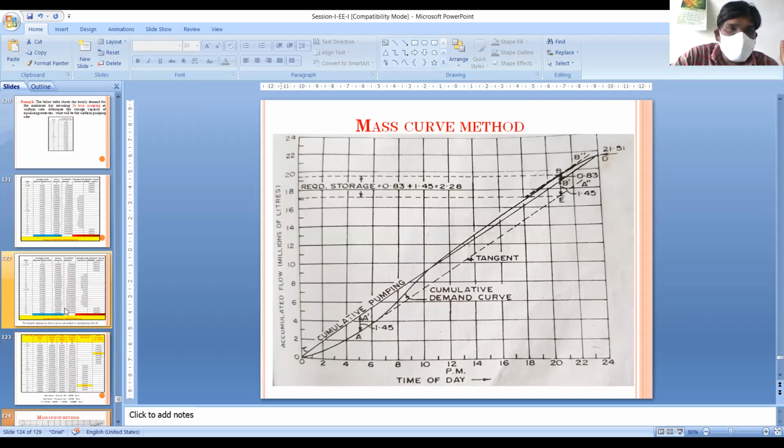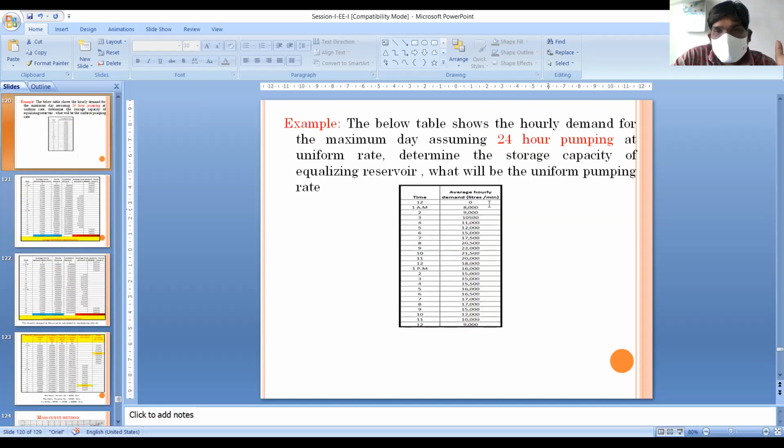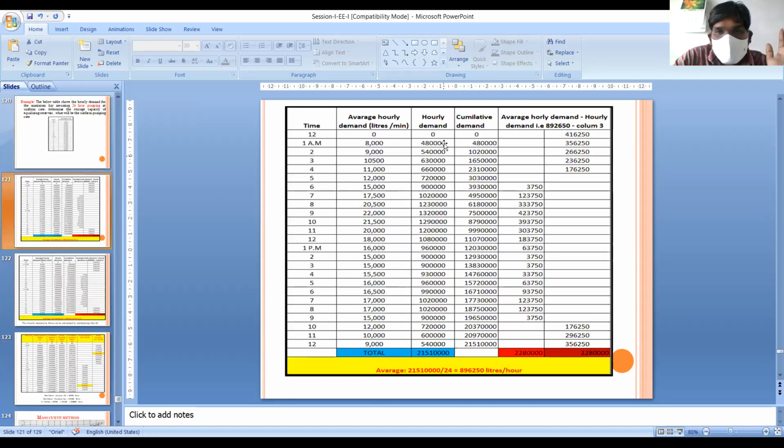Again, one more time. See here, this is the data you got. After that, we must find the hourly demand. It is in liters, and you just divide it by 60. We got this hourly demand. Then, after that, the cumulative demand. See, average hourly demand minus hourly demand is the excessive demand. The remaining water will be here, and this is the excessive pumping.